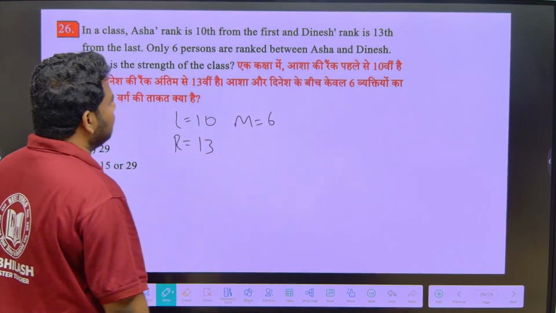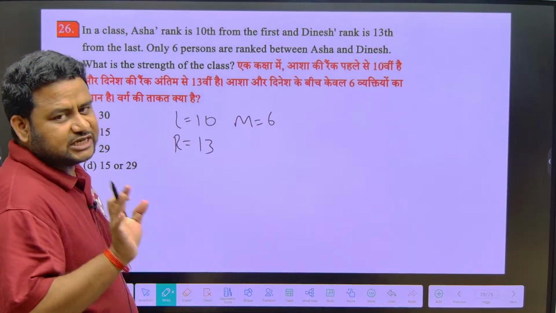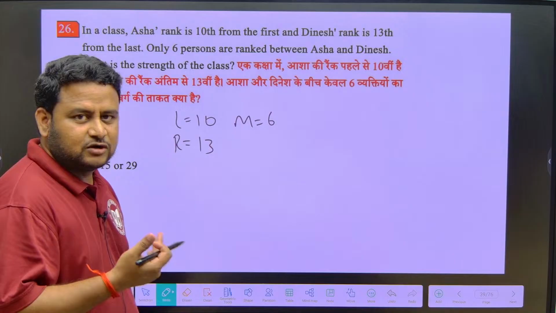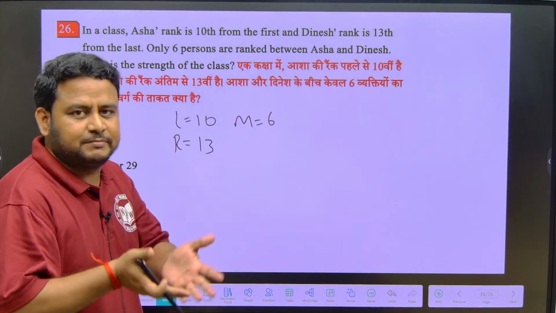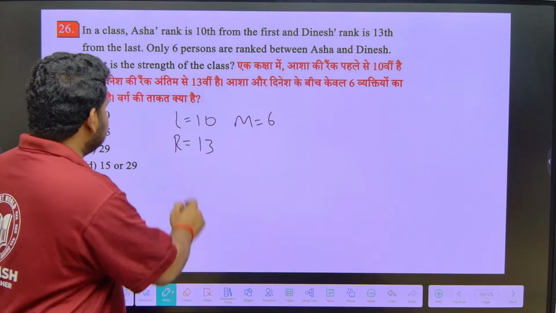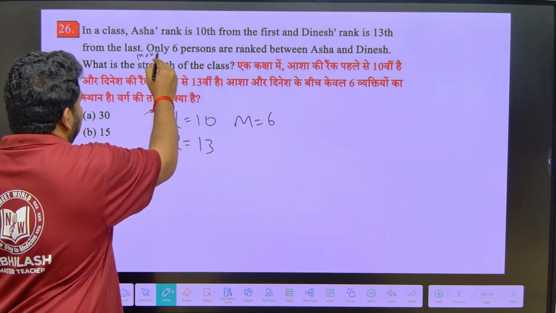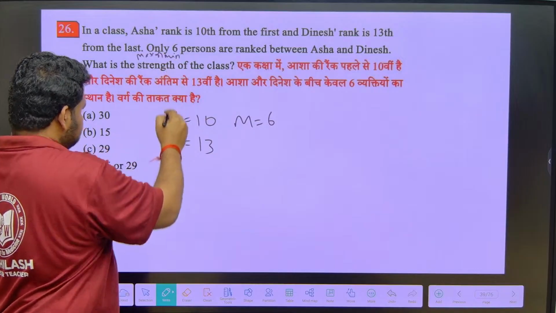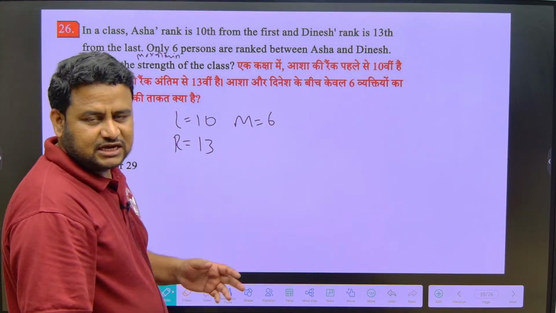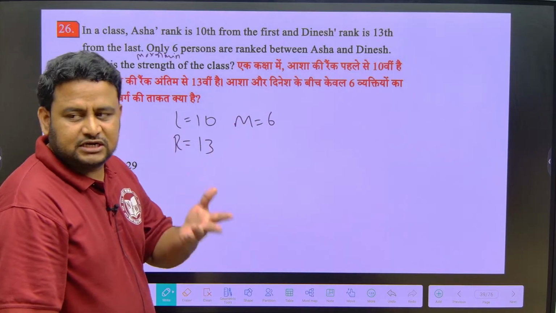Got it? Now they are asking us to find the strength of the class. That means we have to find the total, but they are not asking us to find maximum strength or minimum strength. That means we have to find both total maximum and total minimum. They have not specified. Total strength can be maximum or minimum. Let us use both the formulas.